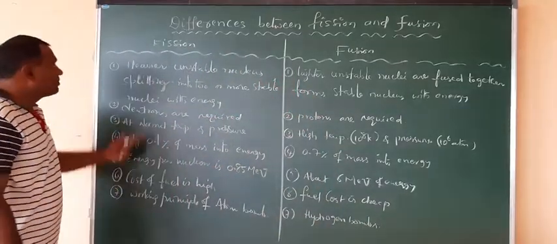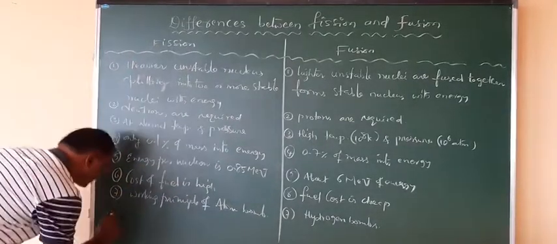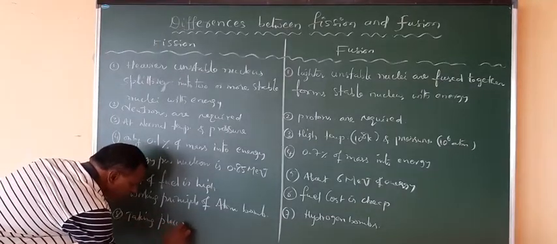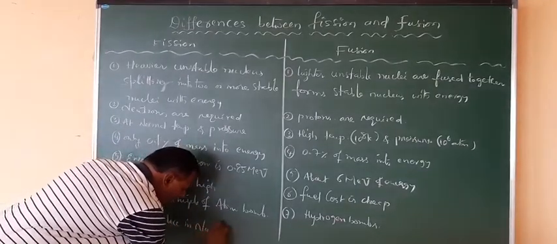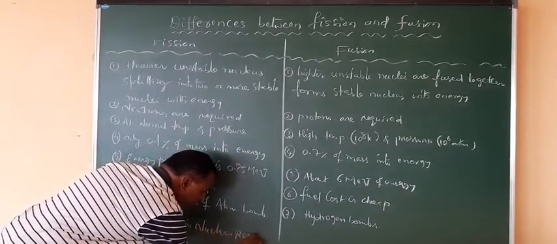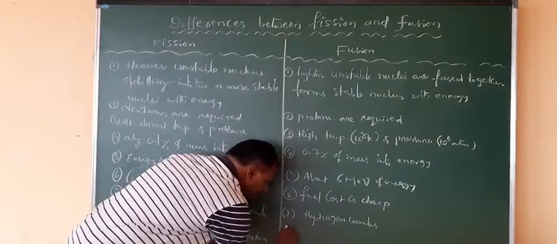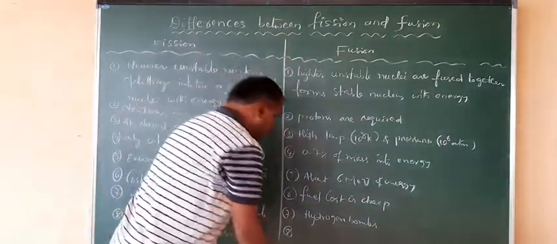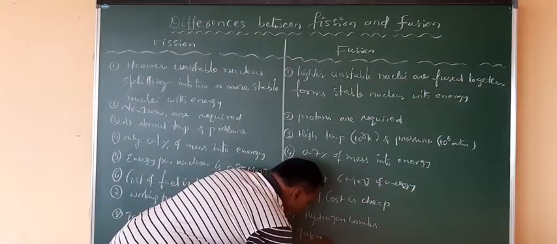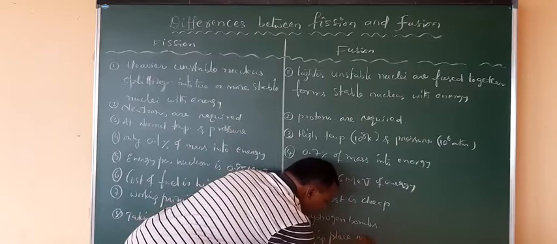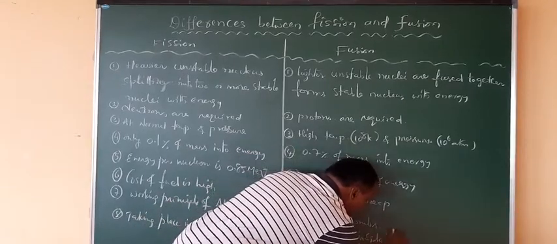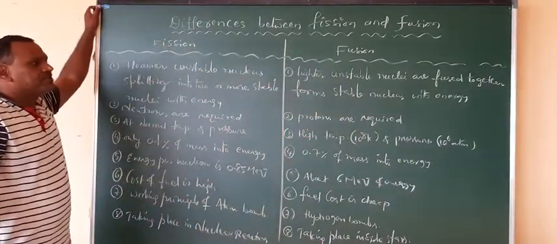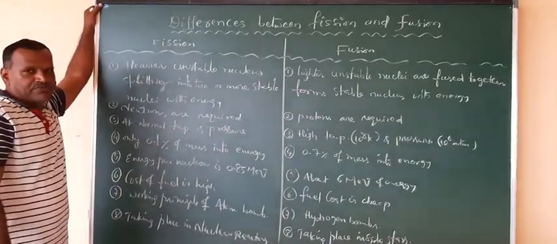And these type of reactions, fission, take place in nuclear reactors, whereas fusion takes place inside stars, right? So these are the main differences between fission and fusion, right?